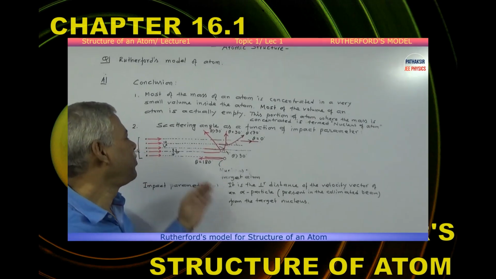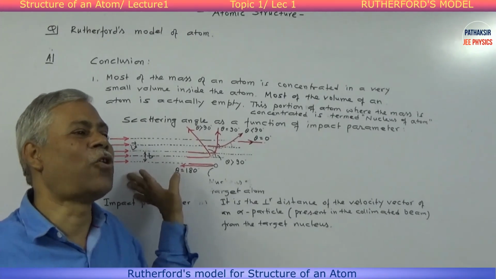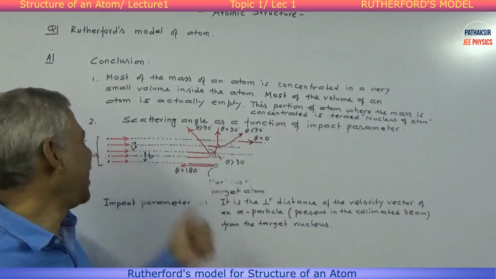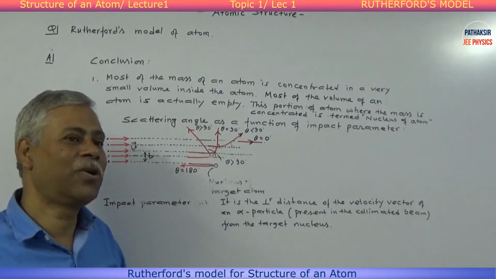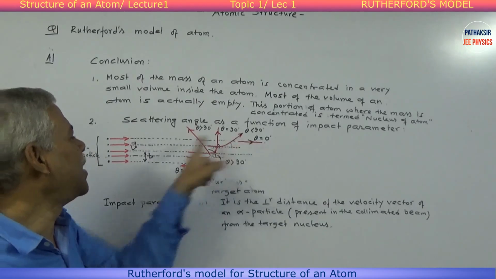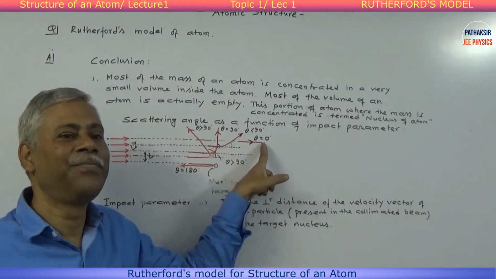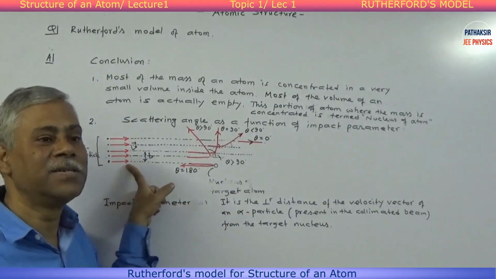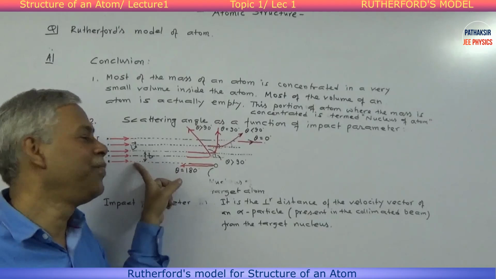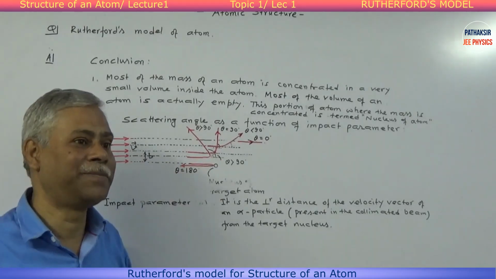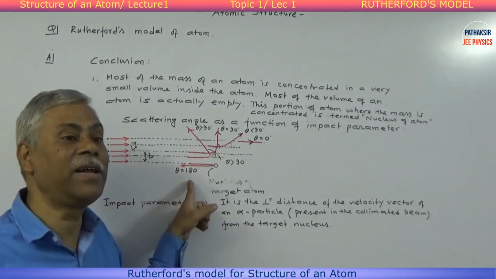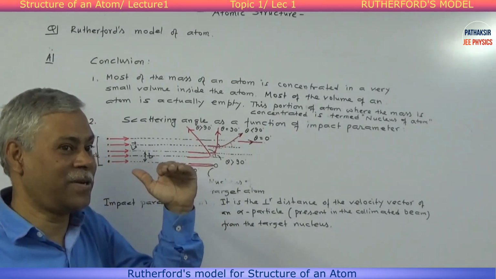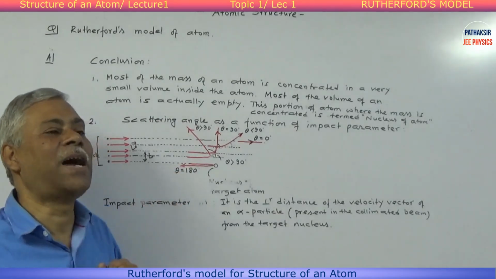So we can form a relation between the angle of scattering and the impact parameter. This has the largest impact parameter and its scattering angle is 0. This has 0 impact parameter and the scattering angle is a maximum. So that means the greater the impact parameter, the lesser is the angle of scattering.